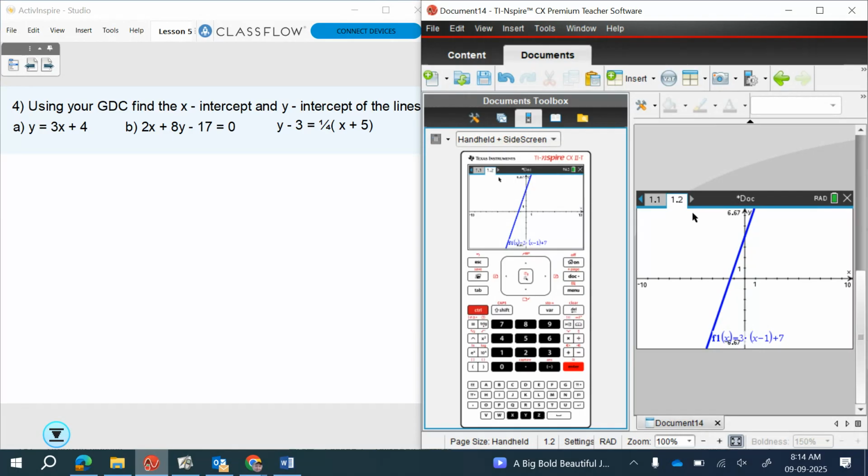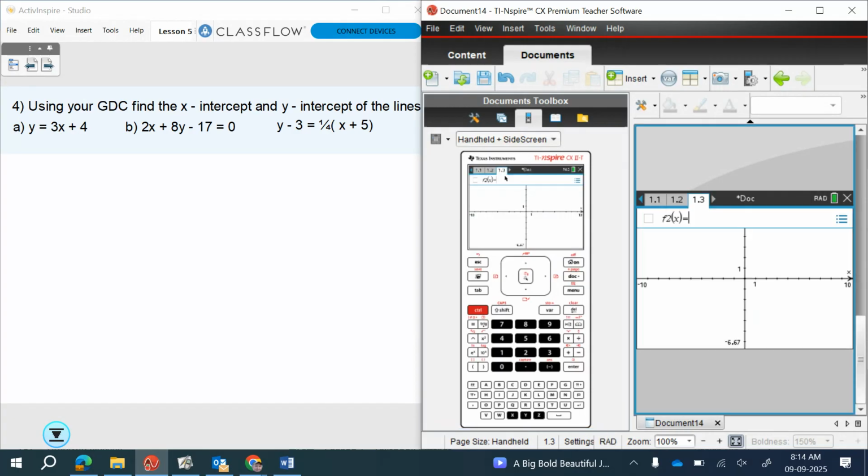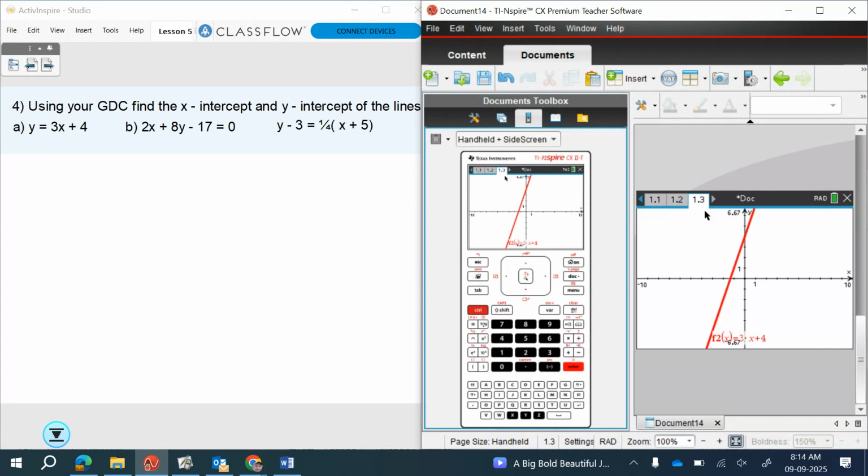So what I want to do on this one is I'm going to just add a page. I'm going to add a new graph page. I'm going to graph the second one. We've got y equals 3x plus 4. Like this. So I've entered it into the graphing calculator. I'm going to show you a couple of techniques that will be useful for us on this one. We need to find the axes intercepts.